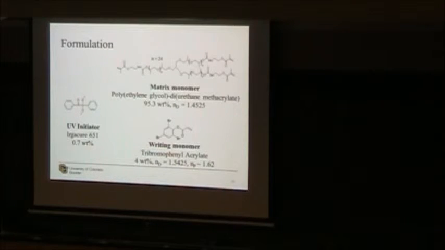So this is the material I use, the formulation. It's a two-component photopolymer with a UV initiator. The first component is the matrix monomer. It's polyethylene glycol diurethane methacrylate. As you can see, it's generally a large molecule, and its index is very low. The second component, which we call the writing monomer, is very small, meaning it's much more mobile and easier to move, and it has a relatively high index.